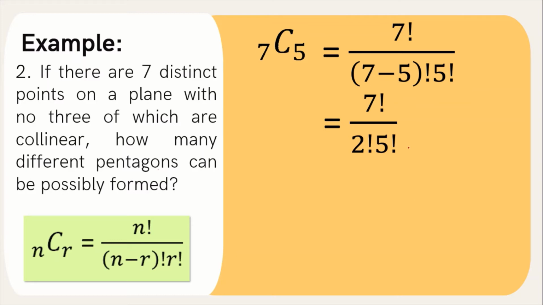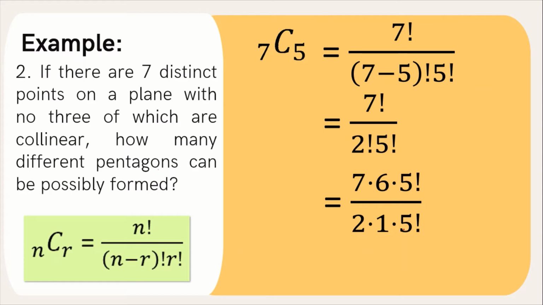Pero para mas makita ang complete solution, so we write 7 factorial with a factor of 5 factorial para ma-cancel agad si 5 factorial. So we have 7 times 6 times 5 factorial over. So, itong 2 factorial na kasama ni 5 factorial sa ilalim, i-expand natin as 2 times 1.